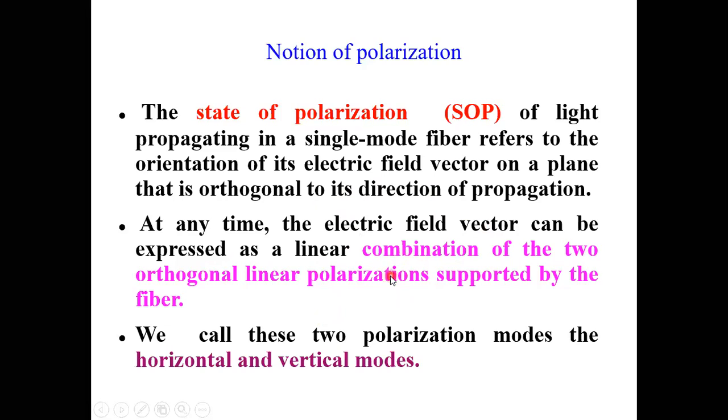Now, we just give them a name: we call these two polarization modes the horizontal mode and the vertical mode. Since they are orthogonal to each other, one is propagating in the x direction, so I can call it the horizontal mode. The other is at 90 degrees, moving in the y direction, so it is the vertically polarized mode. So the state of polarization is the orientation of the electric field vector. The electric field vector is always a combination of two modes. They are orthogonal to each other. One mode I am calling the horizontal mode, and the other mode I am calling the vertical mode.